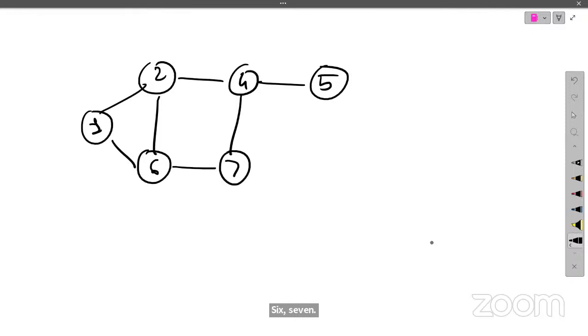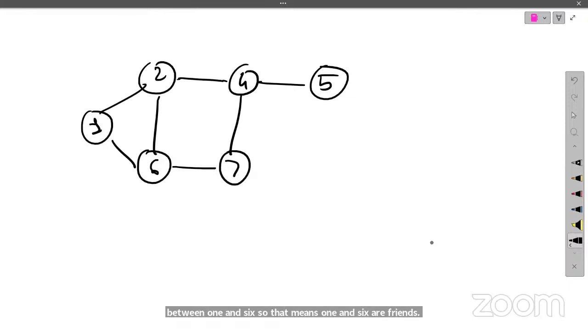So here what is the condition? The vertices are nothing but the set of students, and if there is an edge between two vertices, then these two students are friends. Since there is an edge between 2 and 6, that means 2 and 6 are friends. There is an edge between 1 and 6, so 1 and 6 are friends. Okay, so this is the required graph.